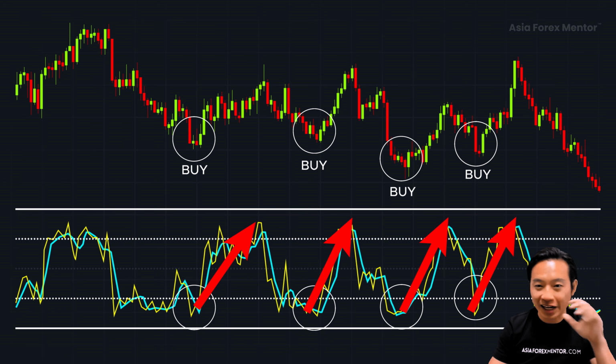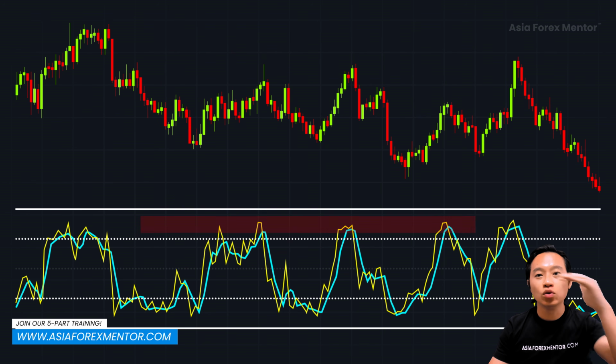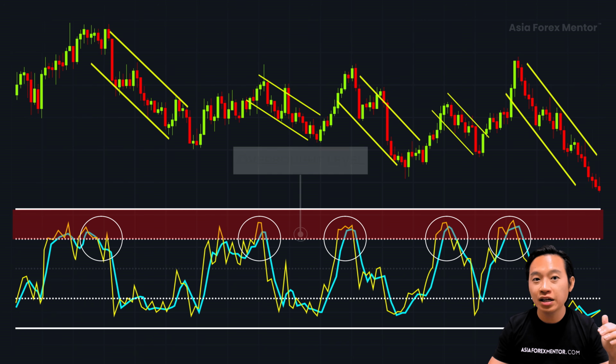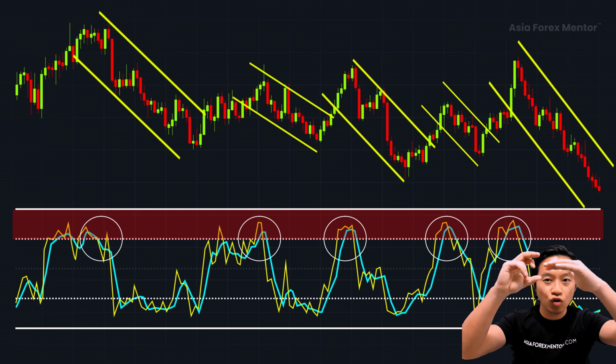On the other hand, in a downtrend, you watch for the stochastic to enter the overbought territory, which is above the 80 line, during the pullback. So the market is in the downtrend, and during the pullback, you wait for price to enter the overbought territory.